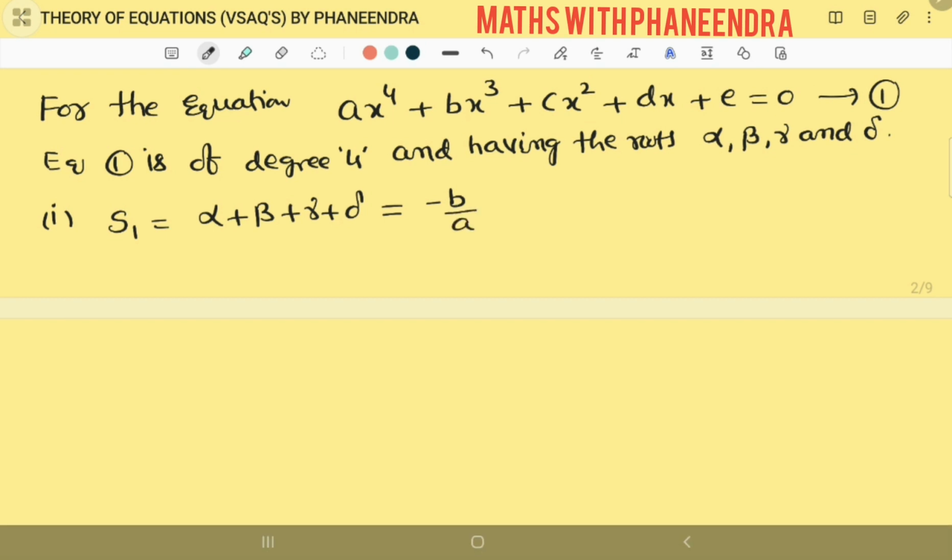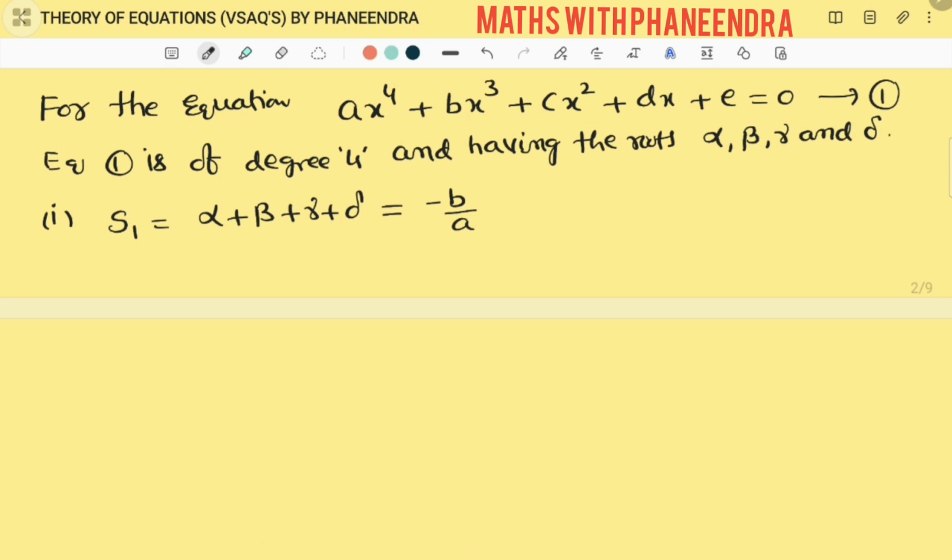minus x cube coefficient by x power 4 coefficient. Next, you can write this as sigma alpha also, I already said that. S2, sum of the product of the roots taken 2 at a time first, after that 3. So alpha beta plus beta gamma plus gamma delta, next delta alpha, after that what you have to write, that doubt will arise obviously.